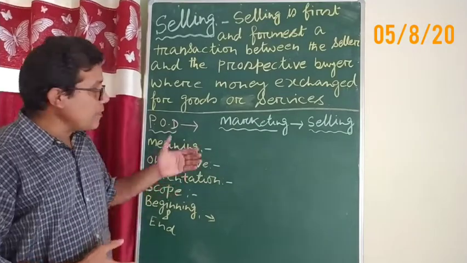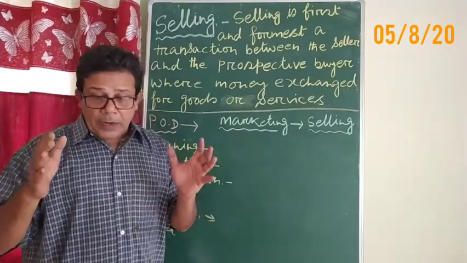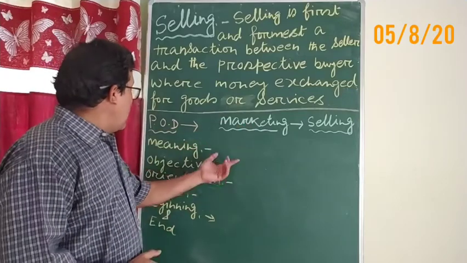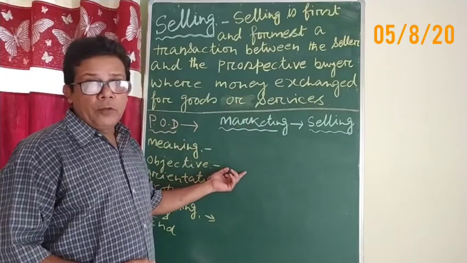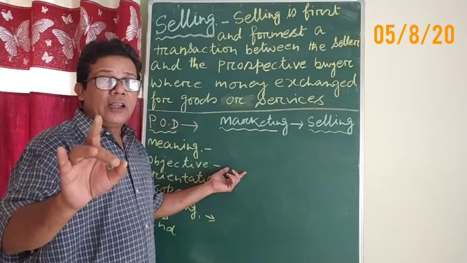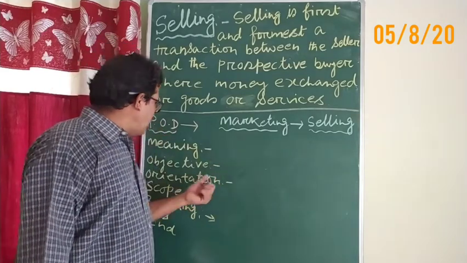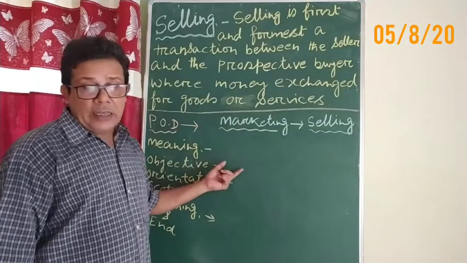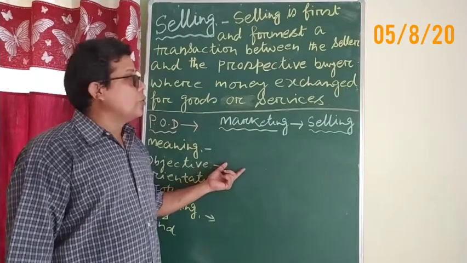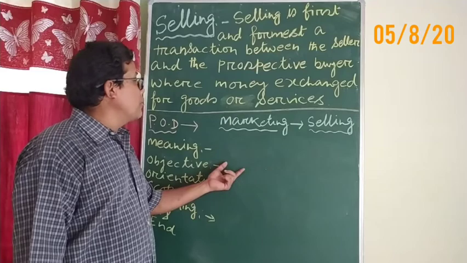Objective of marketing. What is the objective of marketing? Marketing has a long-term objective, because marketing is not only interested that one buyer should buy the goods only once. So if you ask me what the objective is, marketing has long-term goals or long-term perspectives.